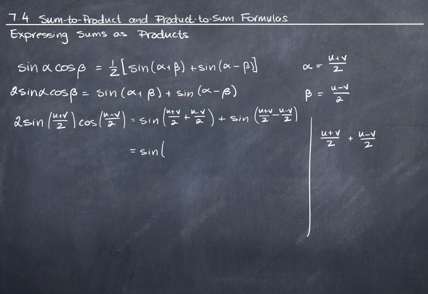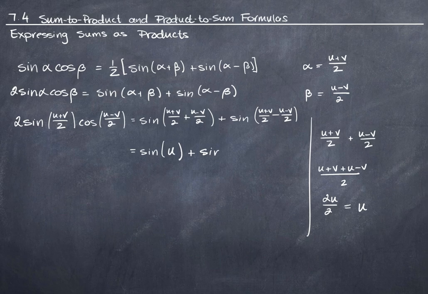U plus v over 2 plus u minus v over 2. I have a common denominator, so I'm just going to add my numerators, u plus v plus u minus v, all over 2. That's 2u, and the v's cancel. I have a plus v and a minus v, so I get just u there. So all of this mess right here is just u.